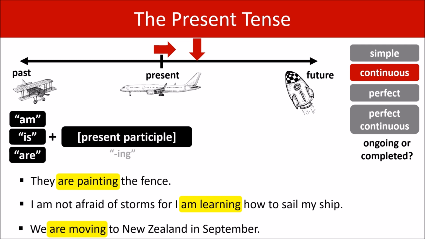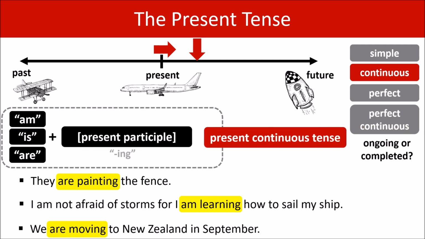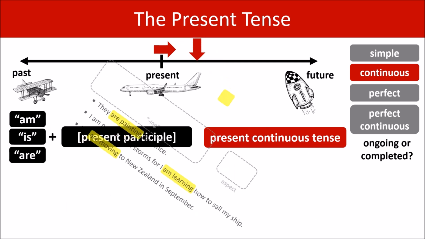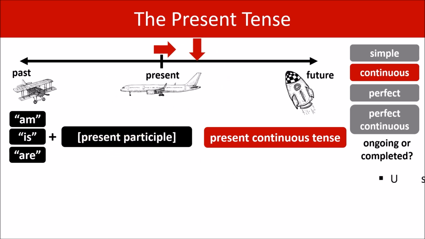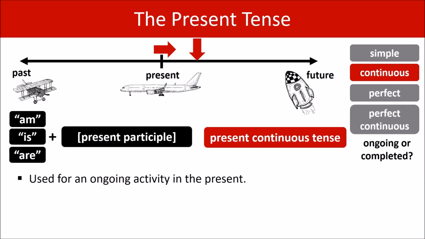Okay, so when we use this construction, we're talking about the present continuous tense. Remember, this is the word that tells us the aspect. It tells us that it's about an ongoing activity. But remember, it can also be used for scheduled events in the future. Nobody said this was easy. Let's summarize the present continuous tense. It's used for an ongoing activity in the present or for a scheduled event in the future.